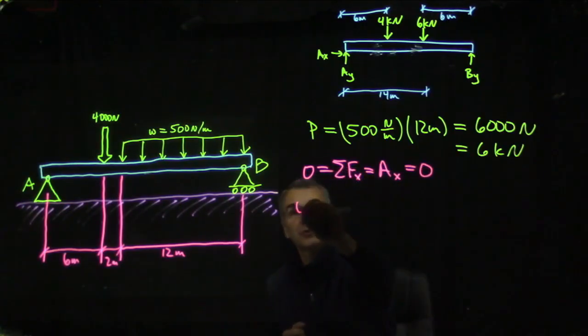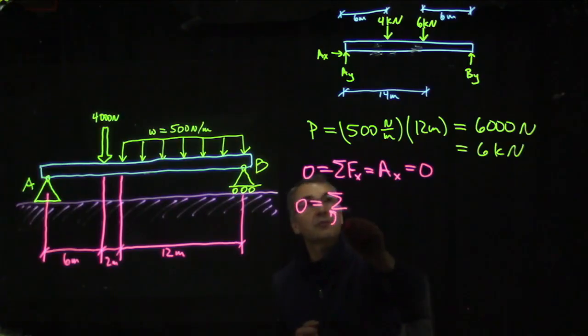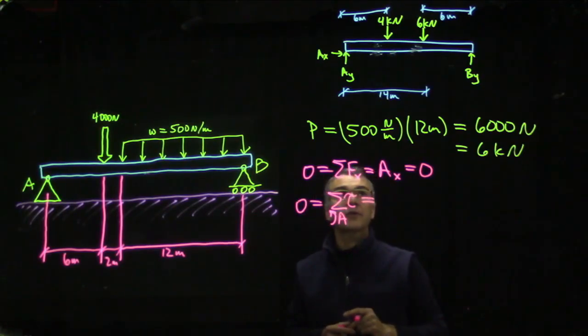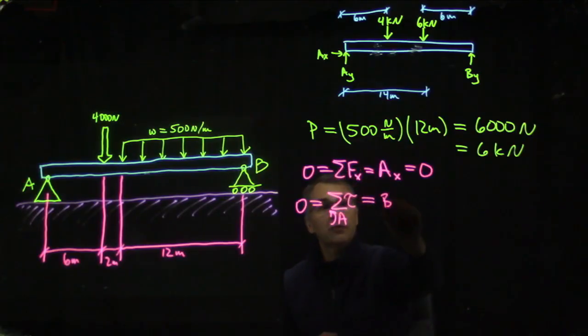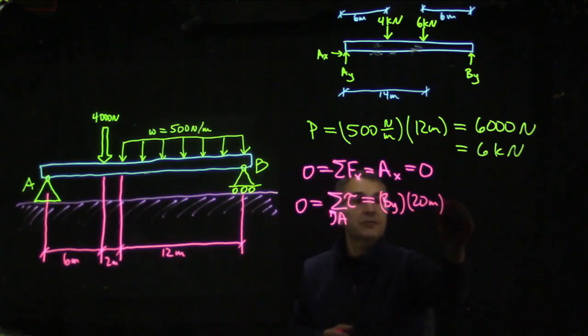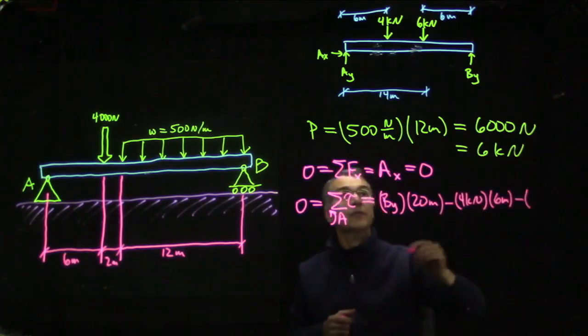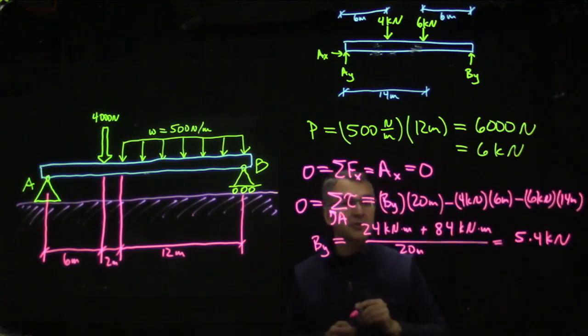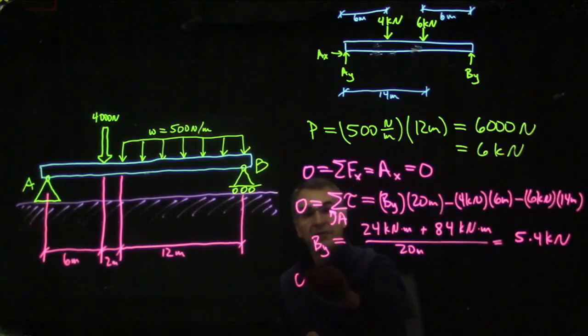Then, if we do the sum of the torques, also known as moments, about point A, counterclockwise minus clockwise, the only counterclockwise one is B, so we have B sub y, whose lever arm is 20 meters, the entire length of the beam. Then we have two clockwise ones: 4 kilonewtons at a lever arm of 6 meters, and 6 kilonewtons at a lever arm of 14 meters. So 24 plus 84 is 108, divided by 20 would be 5.4, so we have 5.4 kilonewtons.